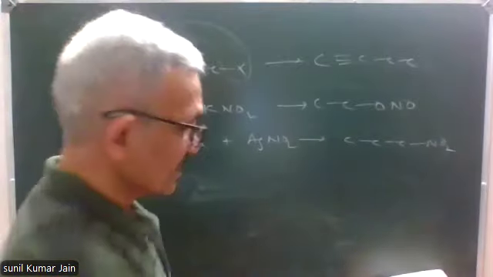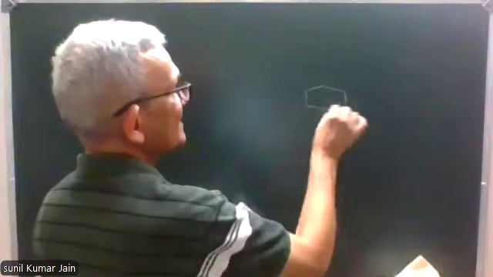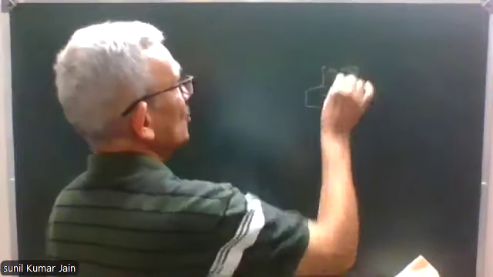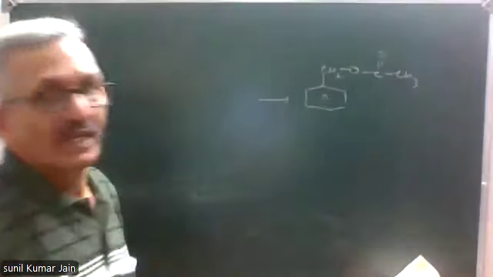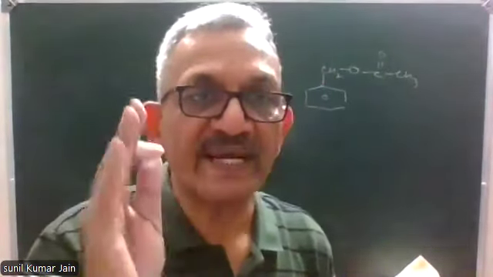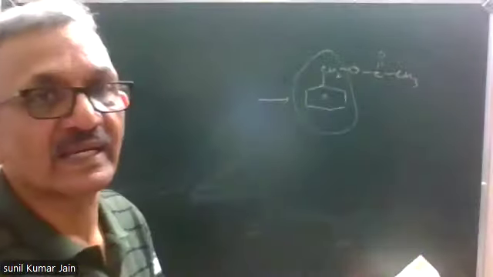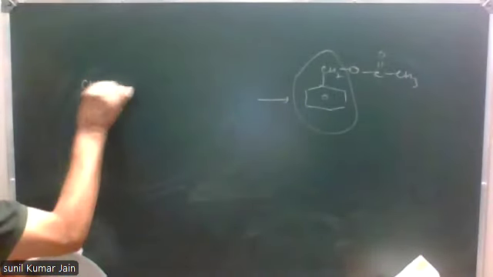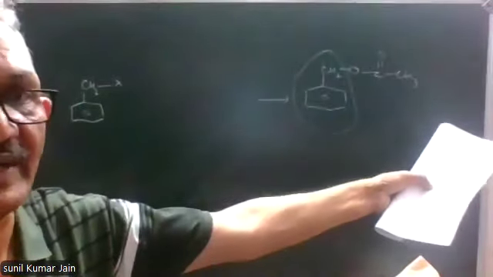Then this is an ester. Let me draw the structure. This is C6H5CH2OCOCH3. If you remember, I told you in the ester, that chain which is attached to oxygen comes from alkyl halide. It means this comes from alkyl halide. One reactant is benzyl halide and the other is the sodium or silver salt of acetic acid.